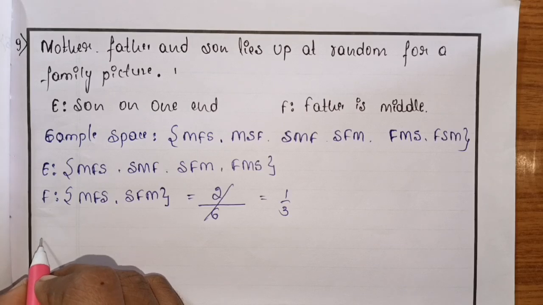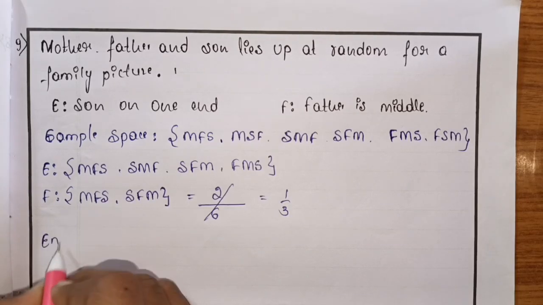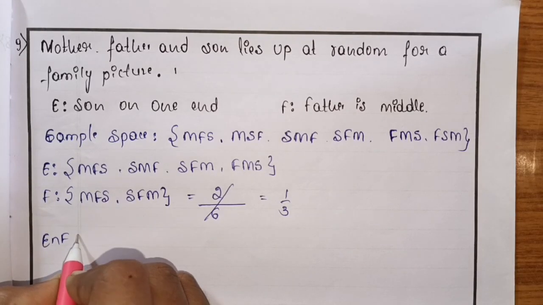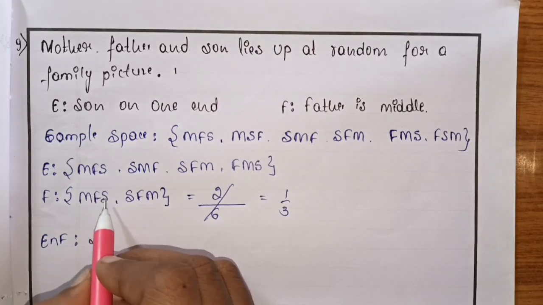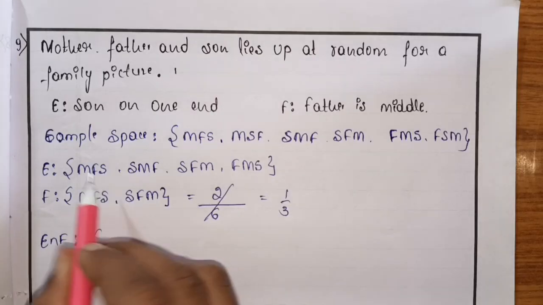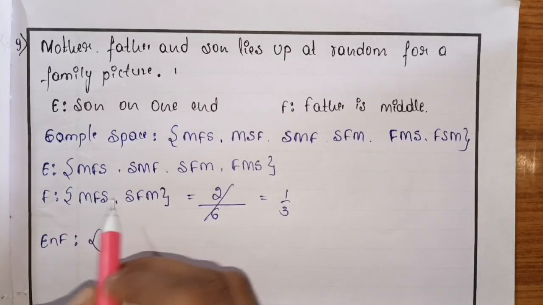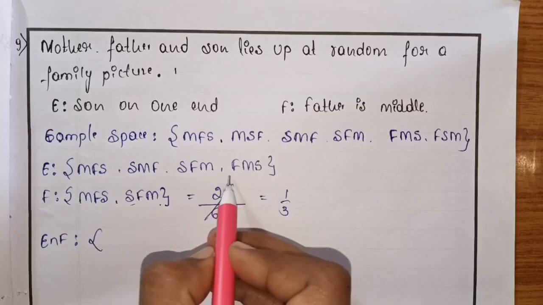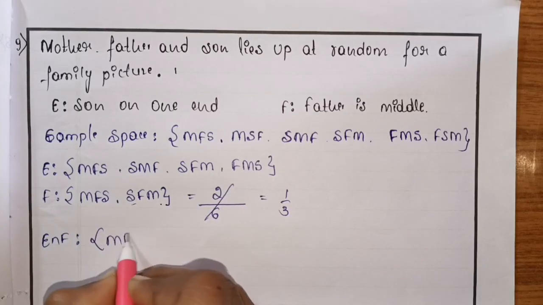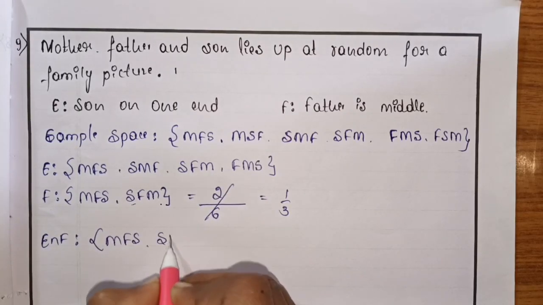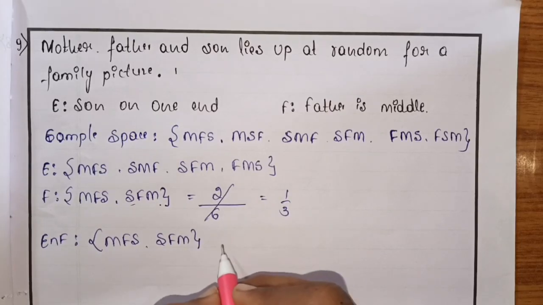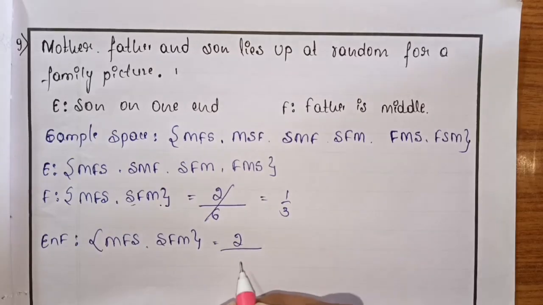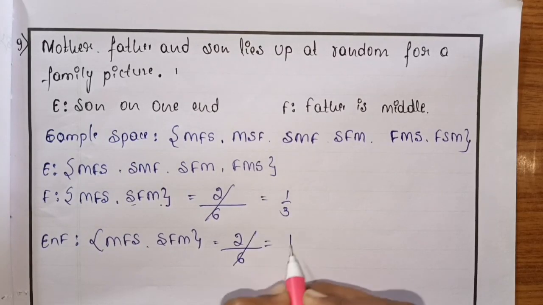So what is the probability of E intersection F? Here, mother father son and son father mother. The number of favorable outcomes is 2, so 2 by total outcomes 6, that is 1 by 3.